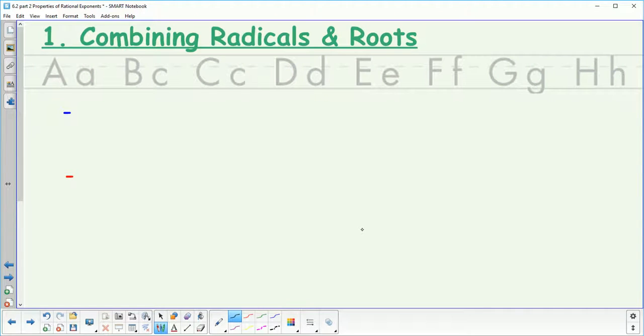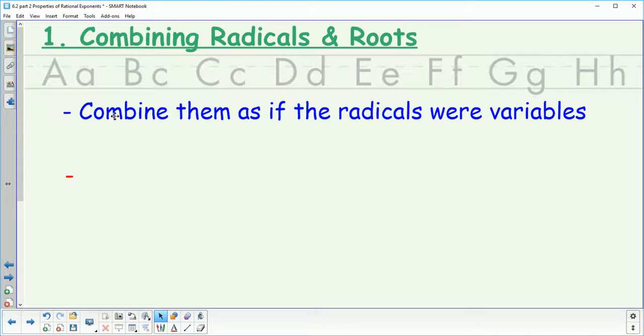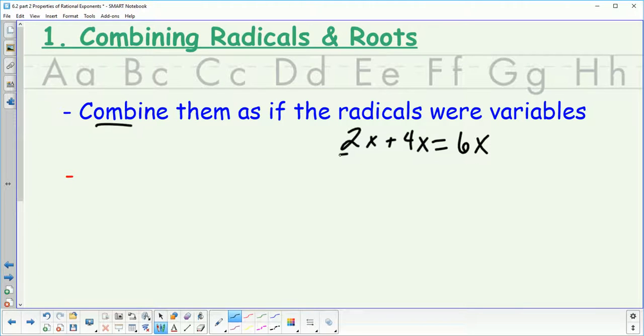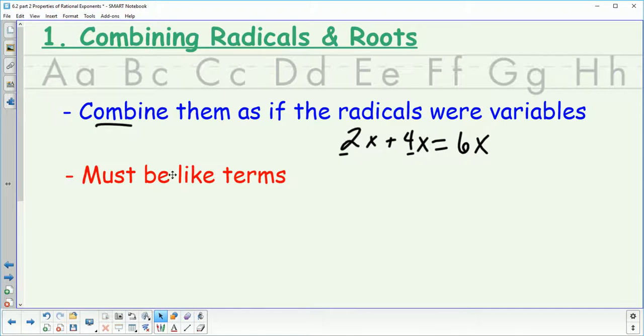Alright, so first thing, when we are combining radicals, you just want to combine them as if the radicals were variables. What I mean by that is if I said something like 2x plus 4x, combining addition or subtraction, that would just give us 6x. So we combined our coefficients, but we didn't change our x or the degree or the exponent of x either. And again, they must be like terms.